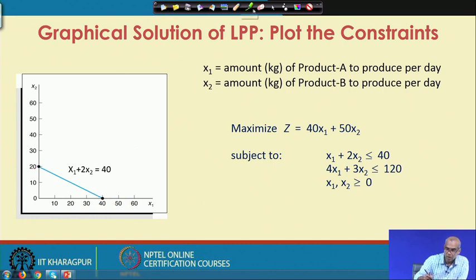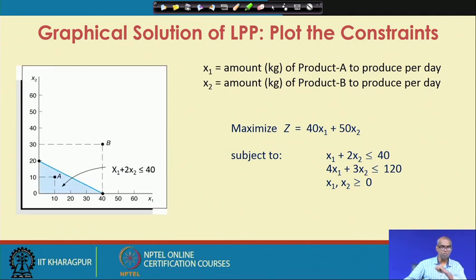I have plotted the constraint x1 plus 2x2 is less or equal to 40 as an equation, x1 plus 2x2 equal to 40. Now, the region below this is the feasible region. Why? Because it is a less or equal to type constraint. So, the region below the line representing x1 plus 2x2 equal to 40 is my feasible region.